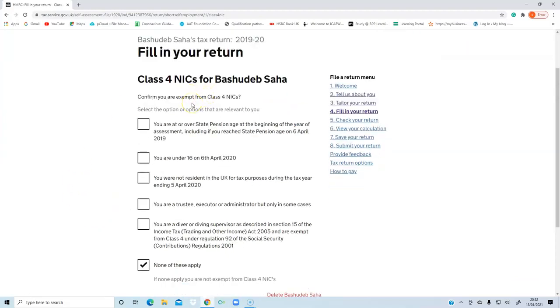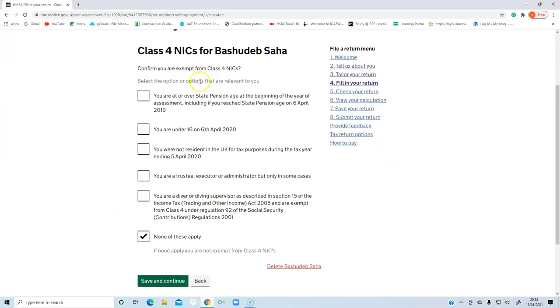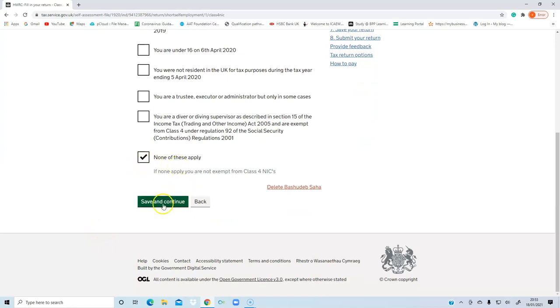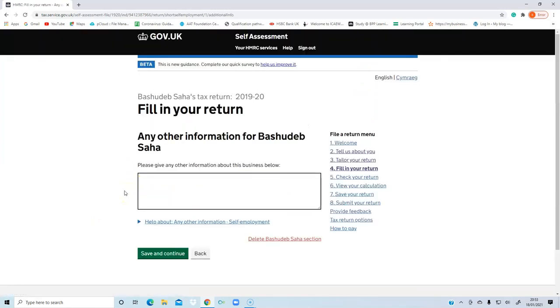Then class 4 calculation. If anything applies to you, if for any reason you feel you are exempt, which is normally very rare, you are exempt from paying class 4 national insurance. Most people, 99%, need to pay class 4 national insurance, but if you think any of this applies to you, you can always check. Otherwise, if you say none of this applies, then you save and continue to the next section. Then you have another empty box.